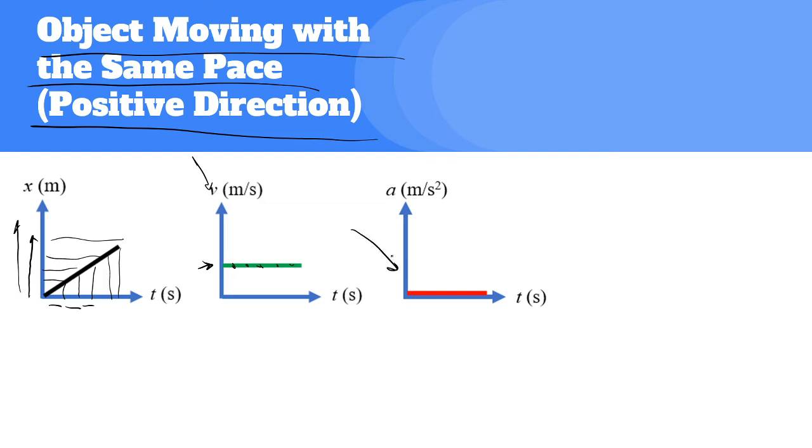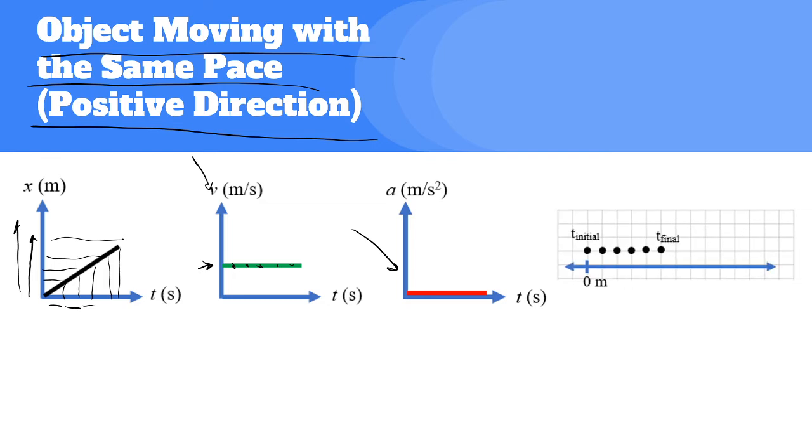And what about your acceleration this time? You are going to have 0 acceleration, because acceleration is how much you change your velocity, and since your velocity is not changing, your acceleration will be 0. And your motion map is going to look like this. You're going to start from 0 location, and then you're going to travel by 1 unit every second. So that means you're traveling the same distance every time.